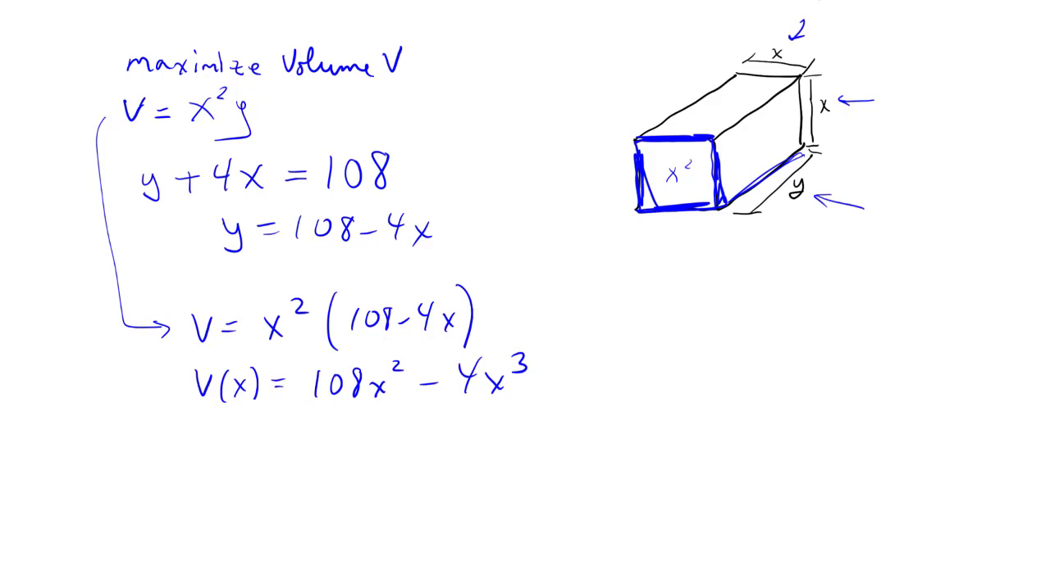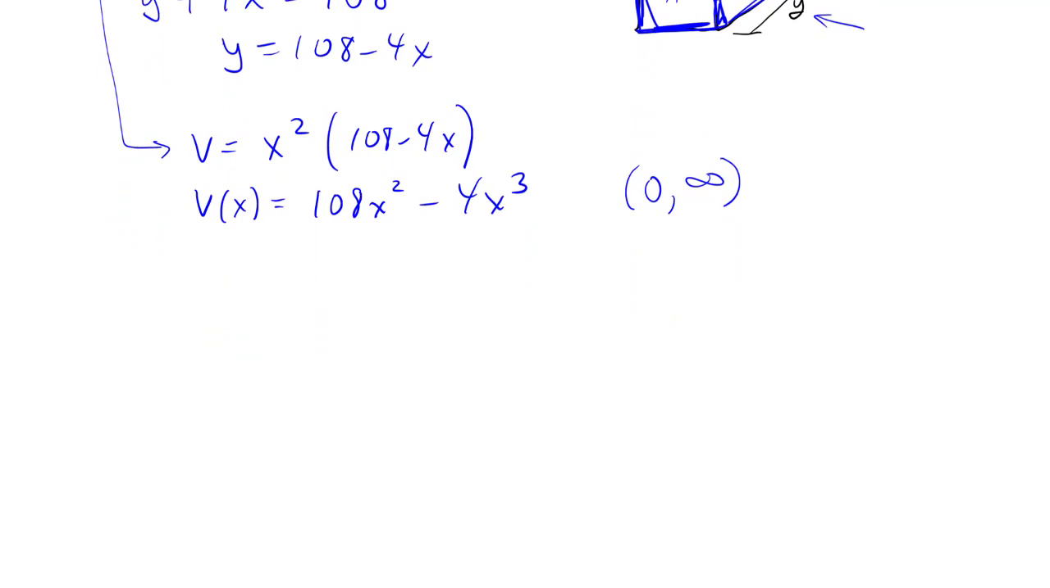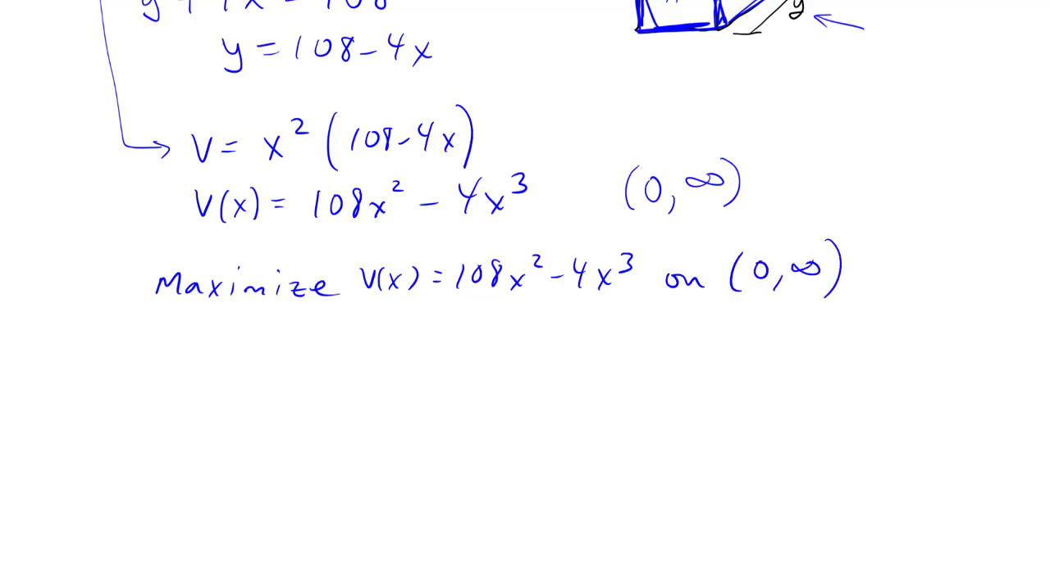And notice, what are the restrictions? Well, certainly x has to be bigger than 0. In theory, it can go off to infinity, because y could get really, really tiny. It's unlikely that this is going to happen, but we have to at least entertain the idea that x could go off to infinity. Okay, so our problem really becomes: maximize V of x equals 108x squared minus 4x cubed on 0 to infinity.